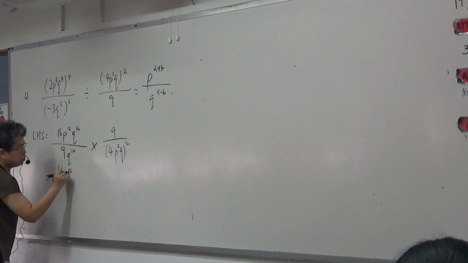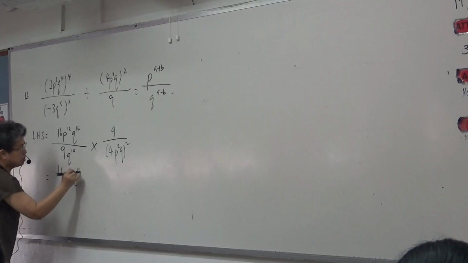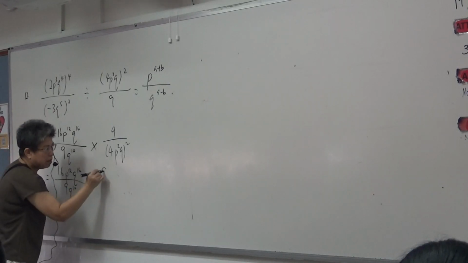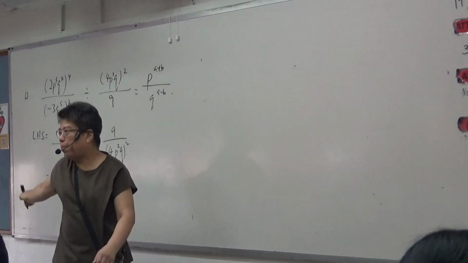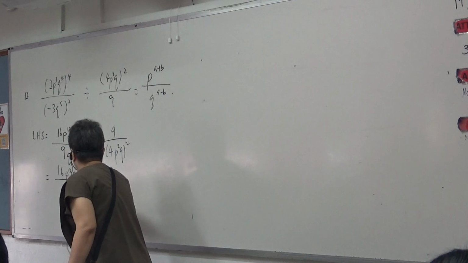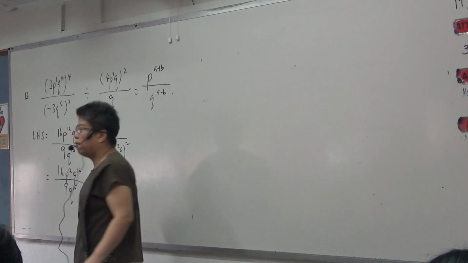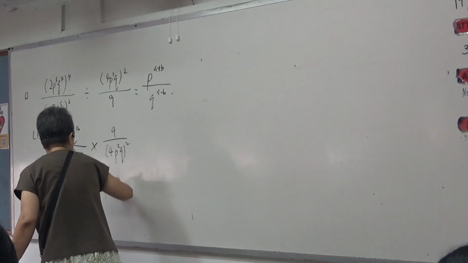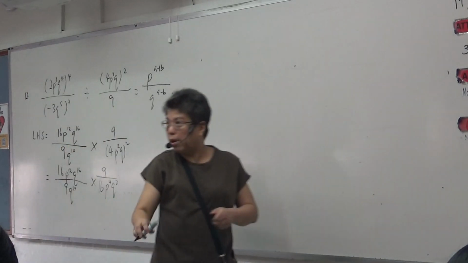Everybody okay? Now, then I'm going to simplify now. 16 P 12 Q16 over 9 Q10 times 9 over 1. Can you open up the bracket and tell me what is this? 16, correct? P4 Q4 Q1. Oh, my mistake, and omega Q2, okay?